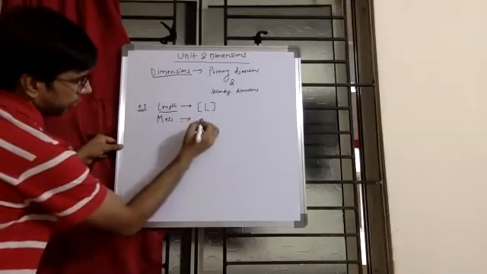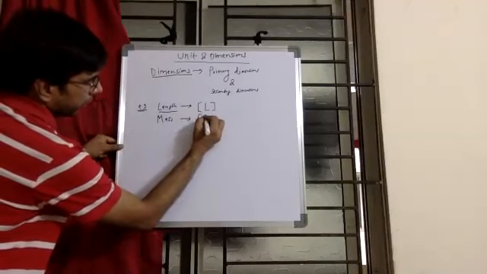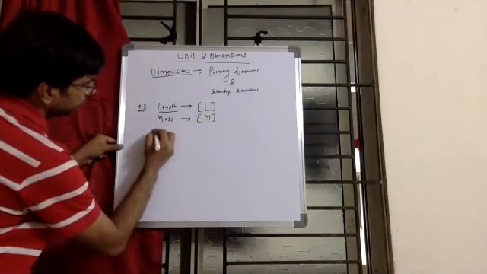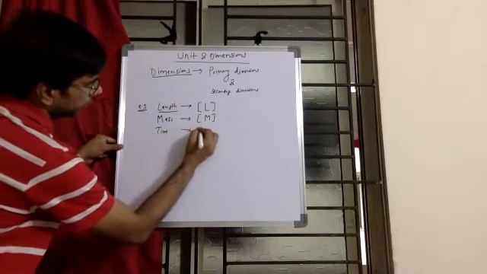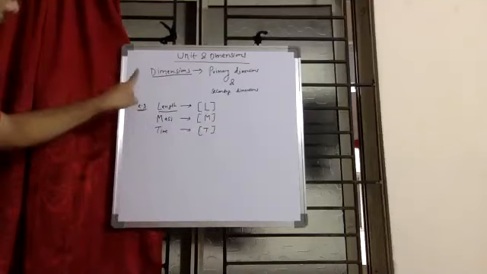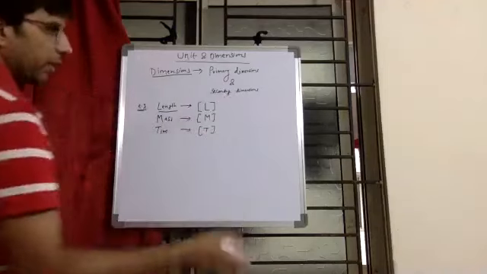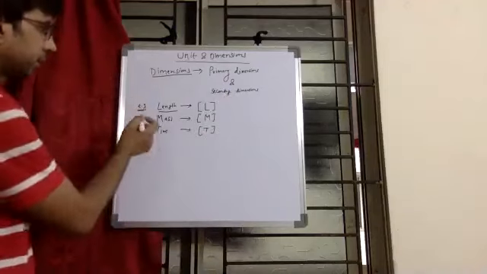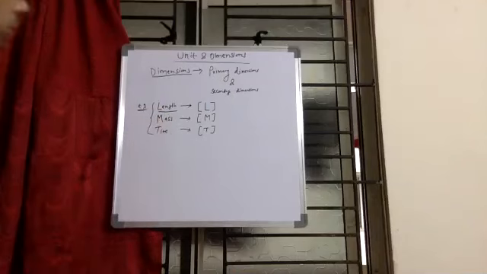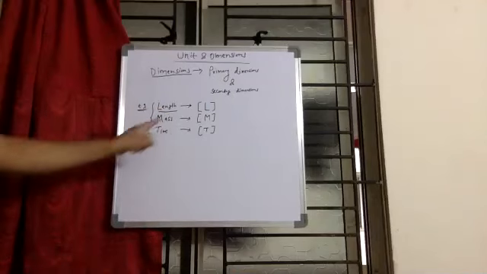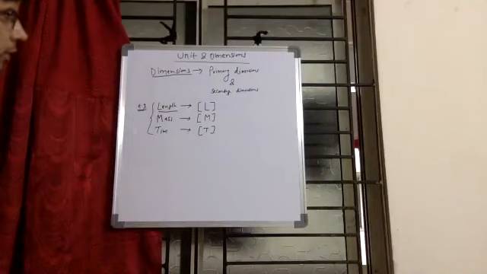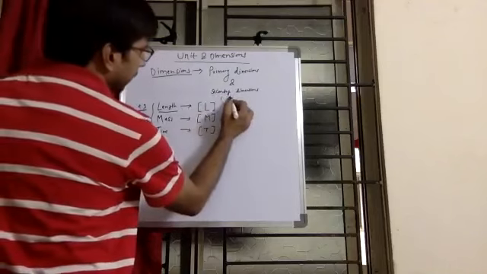Similarly, for mass, we already read about this. I'm just recalling all this. We write M. For time, we write T. Basically, these are the dimensions of the primary physical quantities. Now, using these three, we have seven, we'll read later, but basically we are going to use these three: length, mass, and time. Using these three, we will calculate the dimensions of all the secondary or derived dimensions.